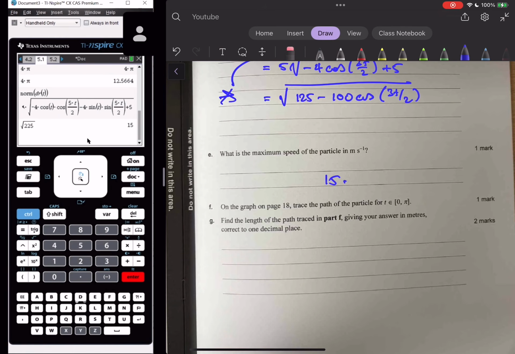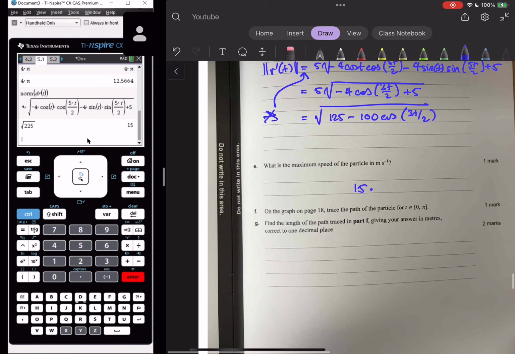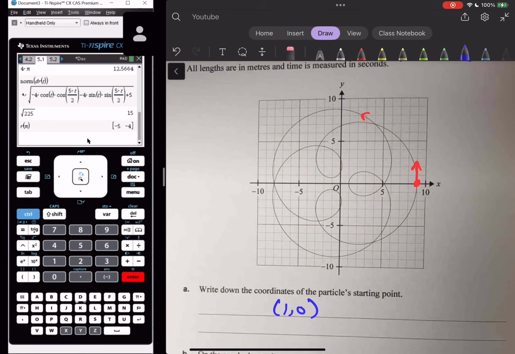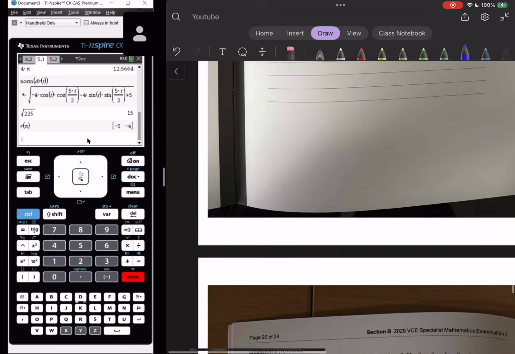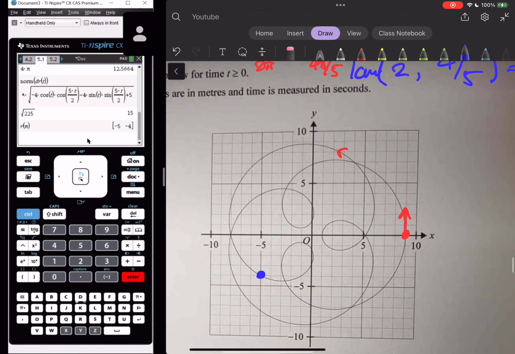Okay, on the graph on page 18, trace the path of the particle for t from 0 to pi. So what is r of pi? It's -5, -4. -5, -4 is right over here. That's nice. And, well, we said at the starting point we're going down. So from 0 to pi, we're going to get a path. So starting here at 1, 0, ending at -5, 4, we're going to traverse in this manner, it seems like. So something like that.